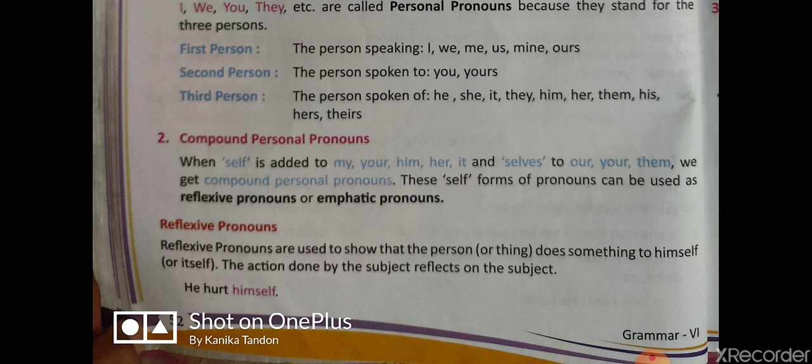These are in two forms. First is reflexive pronouns and another one is emphatic pronouns. So first we are going to study about reflexive pronouns. So reflexive pronouns shows us that the person does something to himself. Okay, so the action of the doer has been done to himself. Like I am talking, like I myself, I'm talking to myself.